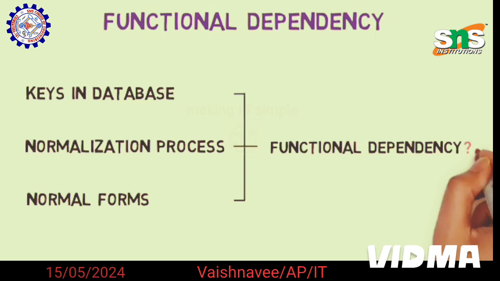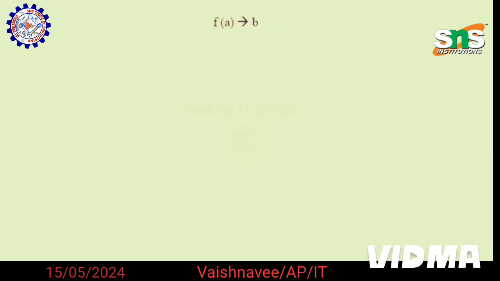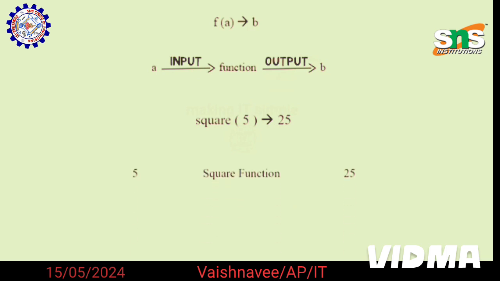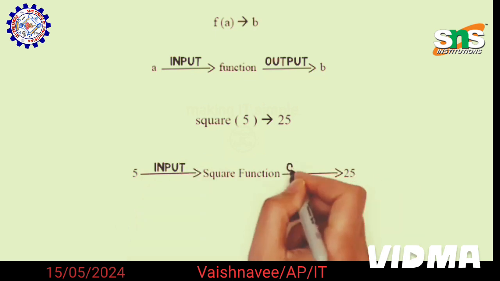In mathematics, this simply means when A is given as input to the function f, it computes and generates some output b. For example, let's say the function is square, which calculates the square of a number, and we provide an input 5 to it. So simply by computing square of 5, which is 25, it will be computed as an output.